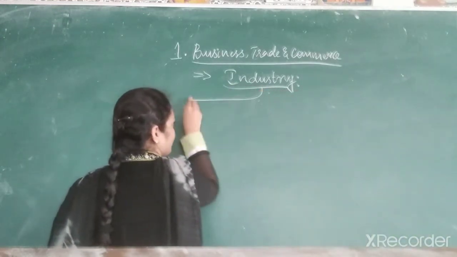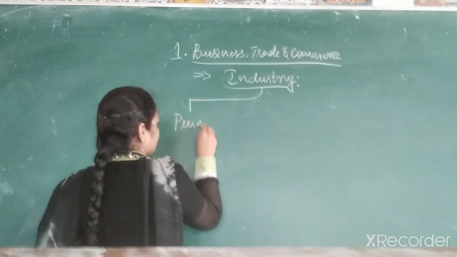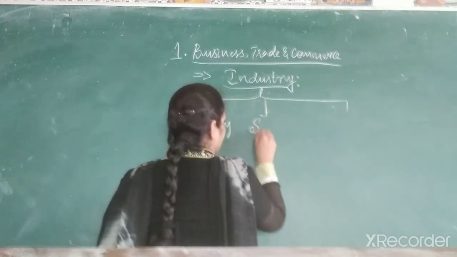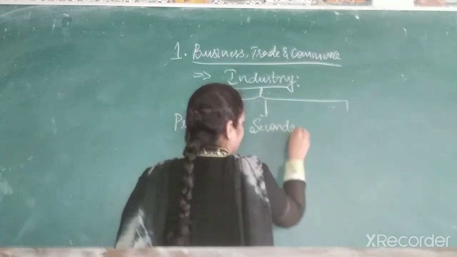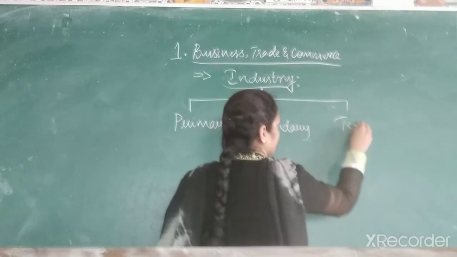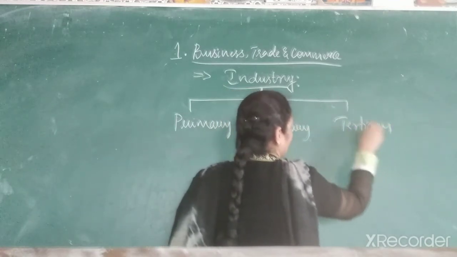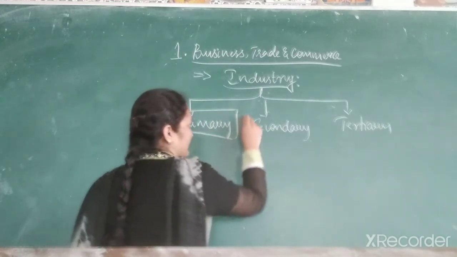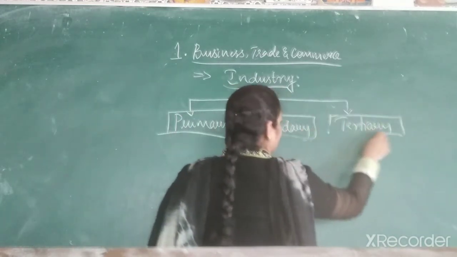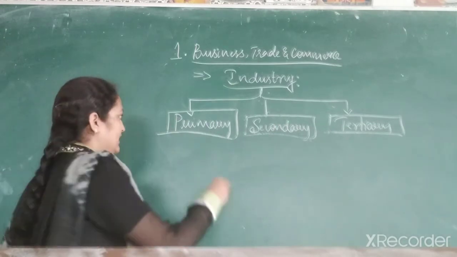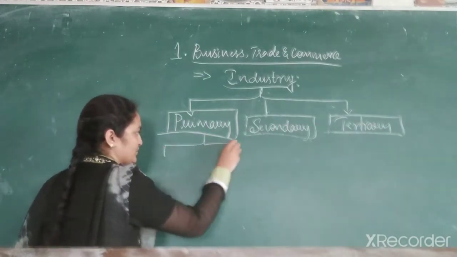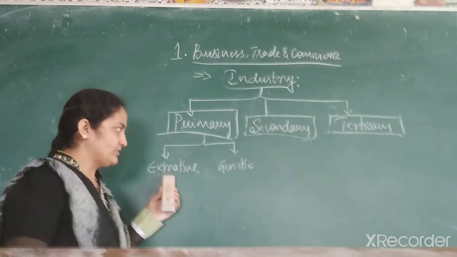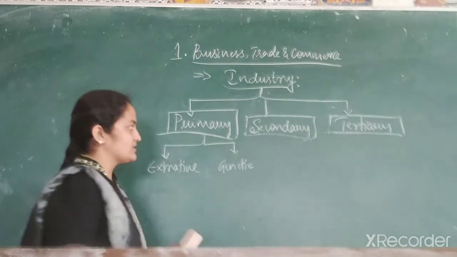One is primary industries, another one is secondary industries, and third one is tertiary industries. So industries have been broadly categorized into primary, secondary, and tertiary industries. Again, the primary industries have been categorized into two ways. Primary industries are further classified into the extractive industries as well as the genetic industries.